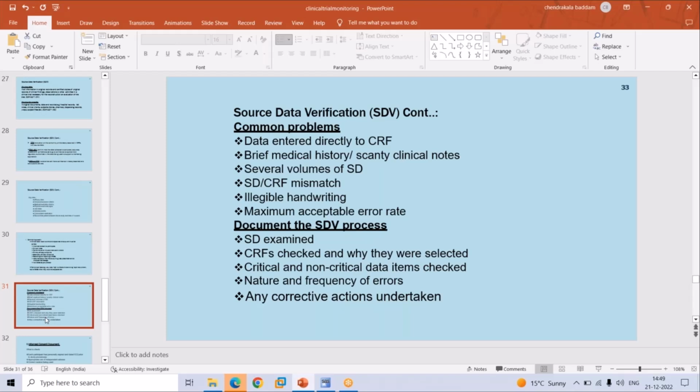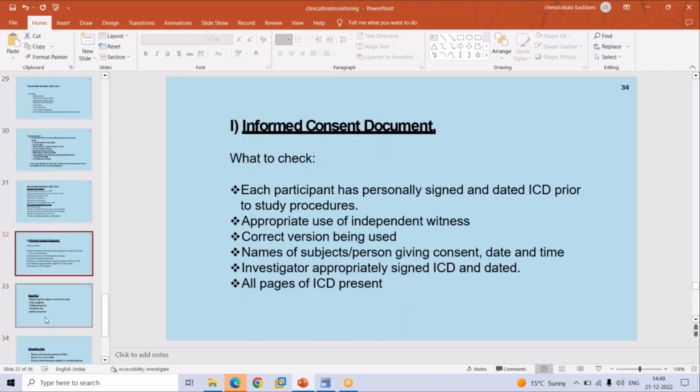So document the SDV process. The SDV is done, CRFs are checked, why they were selected, and critical and non-critical data items checked, and the nature and frequency of errors, whatever we get. Any corrective actions taken. Did you correct those mismatches? How did you correct them? The entire process will be documented. They check informed consent.